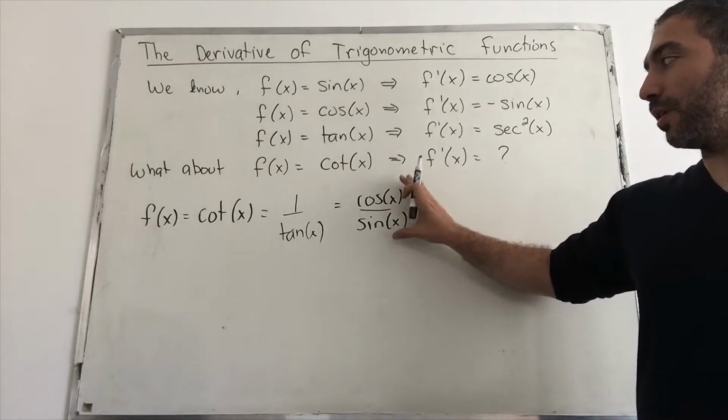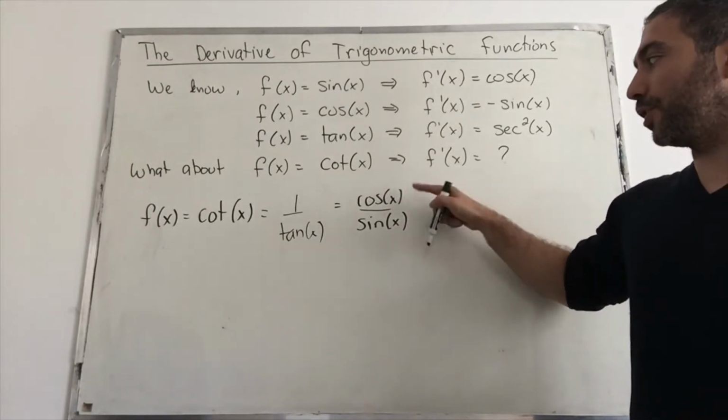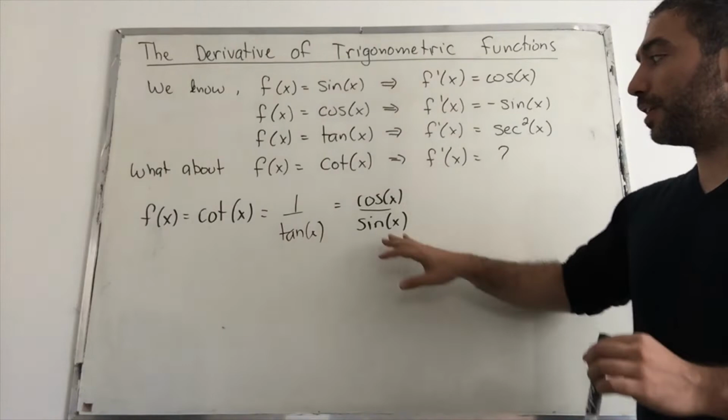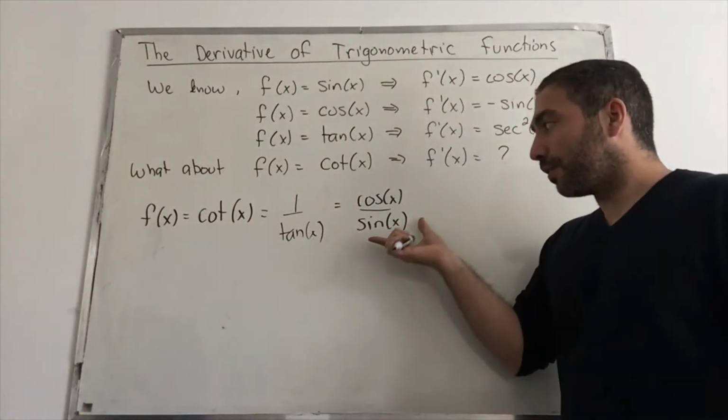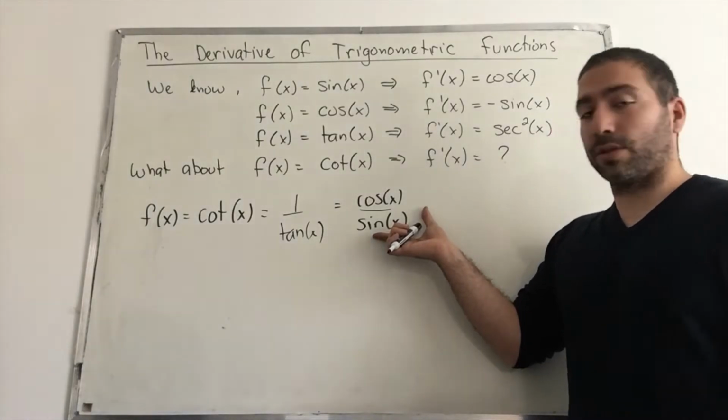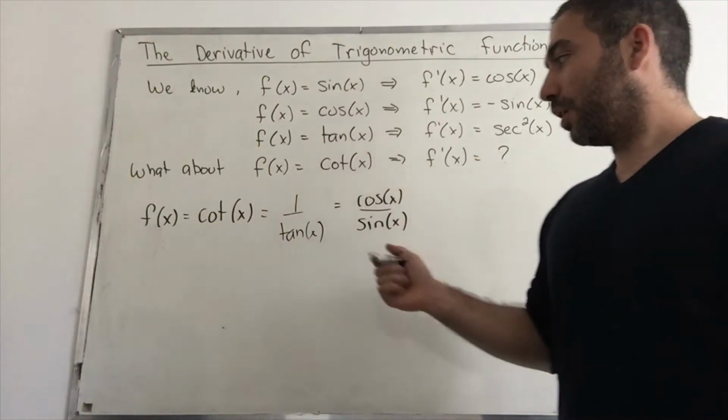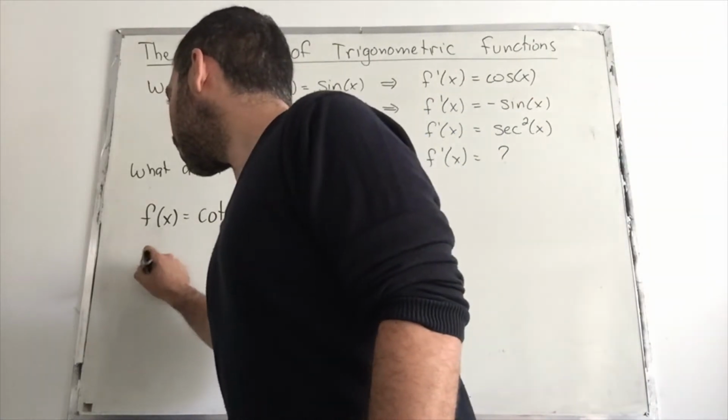Now I'm going to use quotient rule on this. We have a division, cos over sine. So this is going to be very similar to the argument that we saw with tan. So let's go ahead and do it. If you want, again, from this point, you should be able to do this on your own. So pause the video and try it. But let's go ahead and solve.